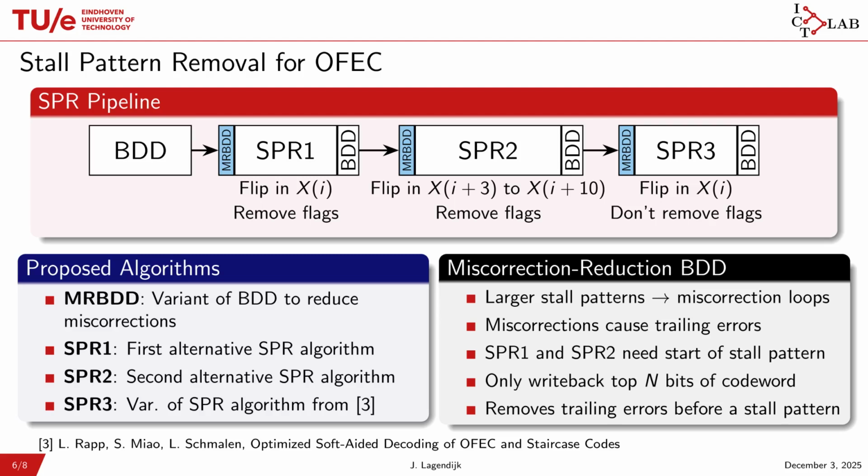But some of these failed code words are trailing. They're not actually part of the stall pattern. They're just trying to undo the errors by the stall pattern. SPR1 and SPR2, my novel algorithms, need to know the start of the stall pattern. So what you do, in the last step of the decoding iteration, instead of writing back the bottom red bits, you just don't do that. This will remove all trailing errors, and now the first error that you get marked will actually be part of the stall pattern. It's a very simple change, but it was necessary and helped a lot.